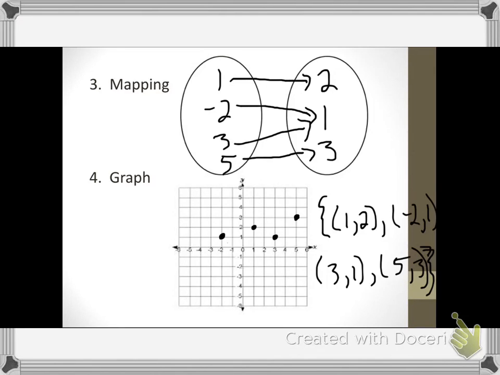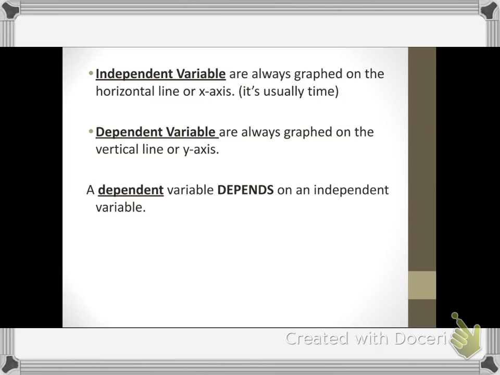Now let's talk about something else that you've also heard of before: independent and dependent variables. The independent variable is always graphed on our horizontal line, aka our x-axis. So my independent variable is my x variable. A lot of times it's time that we're dealing with. That's our independent variable. Our dependent variable is always graphed on the vertical line, or my y-axis. So my dependent variable is my y variable.